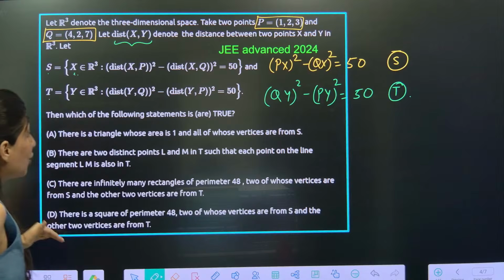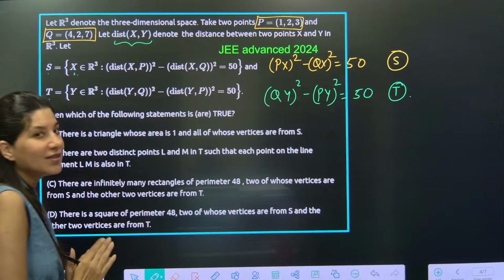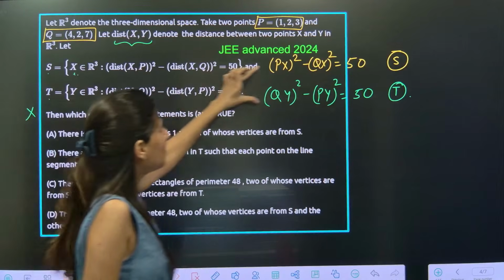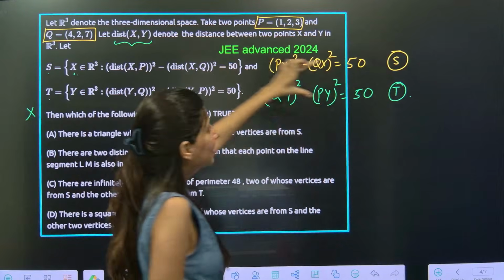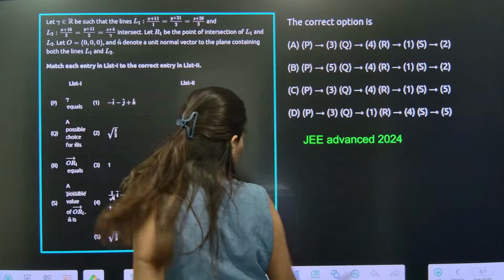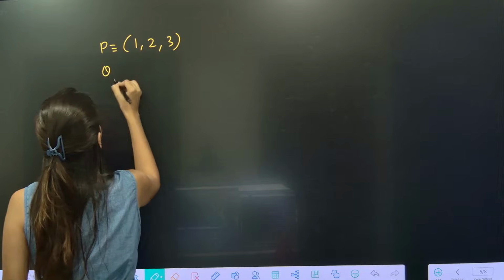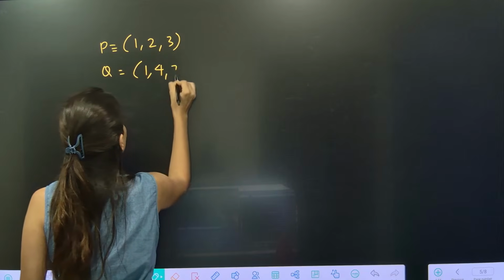And then which of the following statements is true? Now I am not going to read the options over here. First of all, my focus will be on solving this, correct? P is given as 1, 2, 3 and Q is 4, 2, 7, correct?